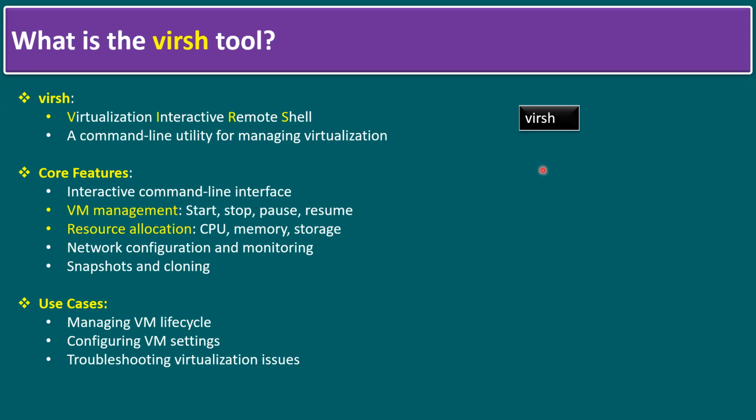Okay, and same like the YaST command, if you want to verify the help information for virsh, we can type either --help or you can type -h. So let's quickly verify the help information.